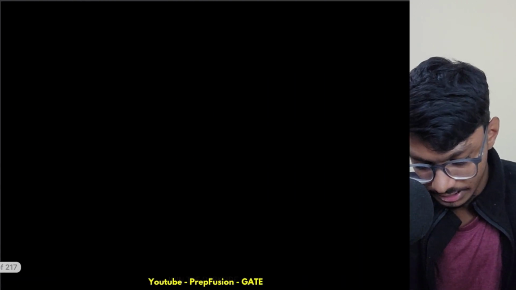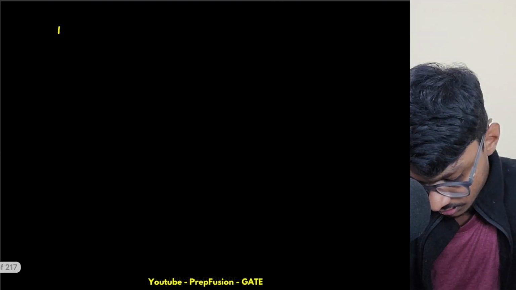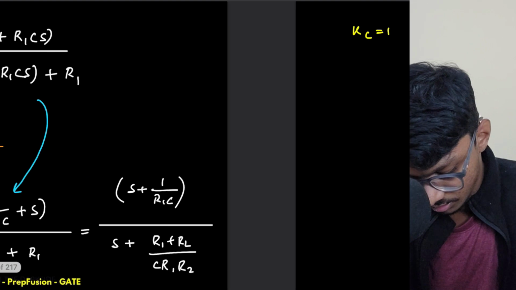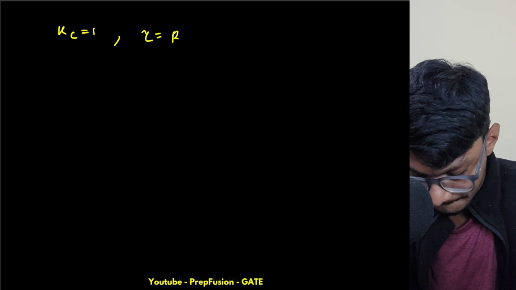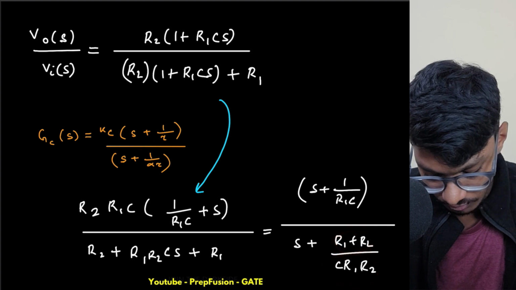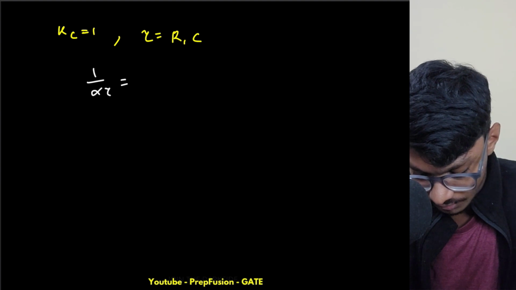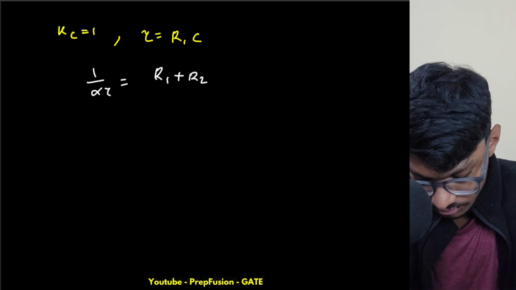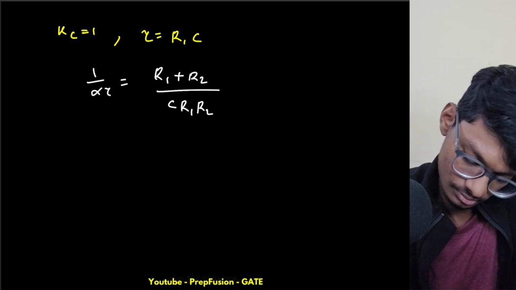Now I can compare these two. Here Kc will be 1, and tau will be R1C. And this (R1 plus R2) divided by C R1 R2 is equal to 1 by alpha tau. So 1 by alpha tau equals R1 plus R2 divided by C R1 R2.